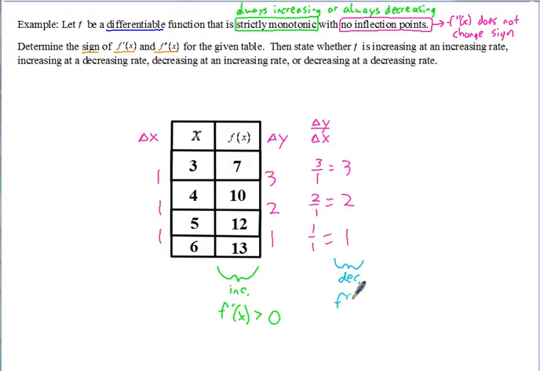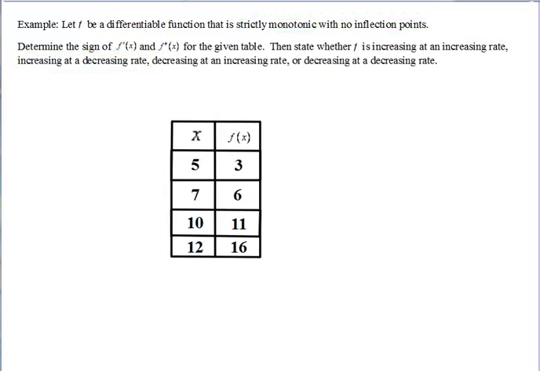So that means f double prime of x is less than 0. So this one would be increasing at a decreasing rate. Let's take a look at another table. Here again, let's look at the y values, 3, 6, 11, 16, those are increasing. So we can see f prime of x would be greater than 0.